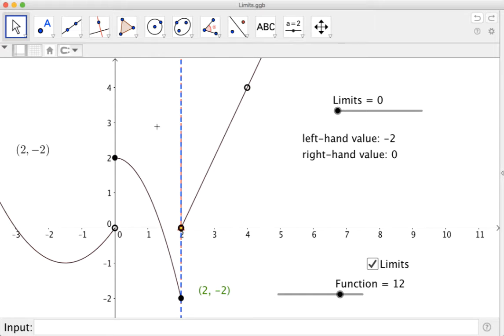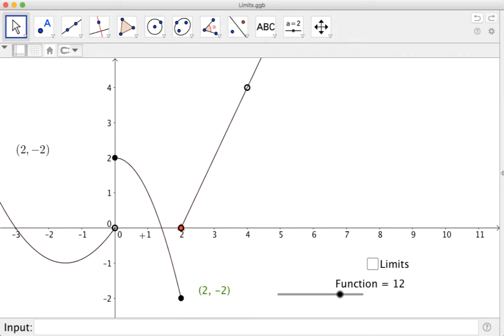Okay, this is a function that is actually the same one that you had on your preliminary assessment. In that, you were asked, what is the limit of this function as x approaches 0? What is the limit as x approaches 4? You were asked a series of questions about it. So let's take a look at what's going on here.